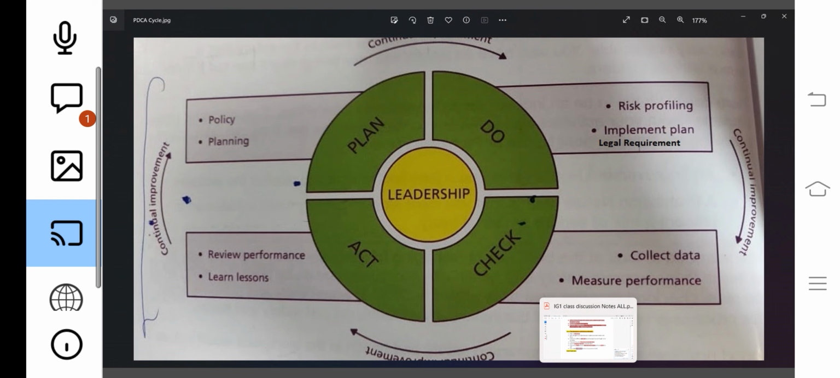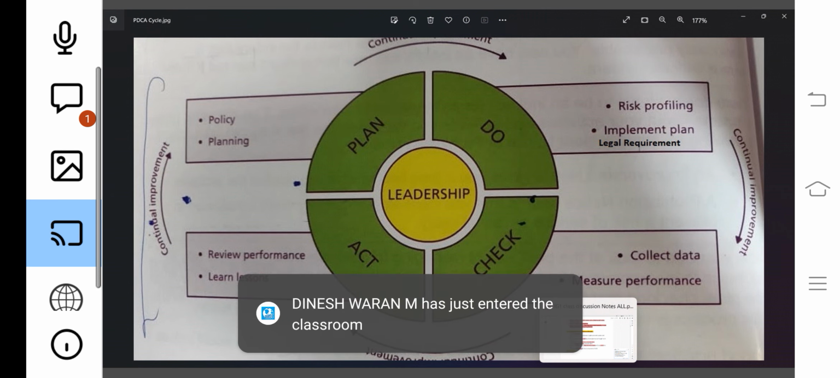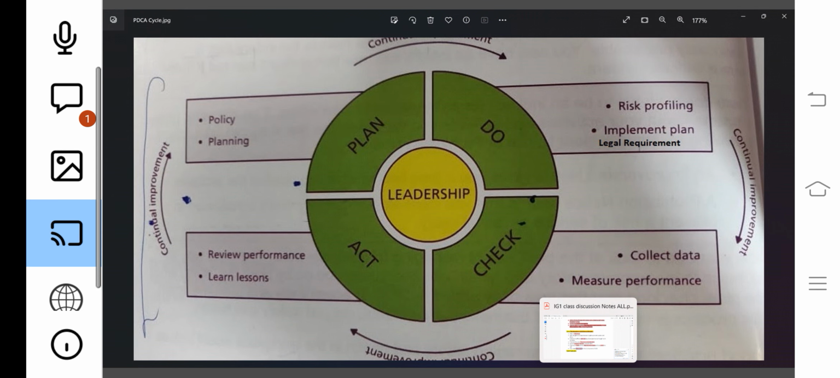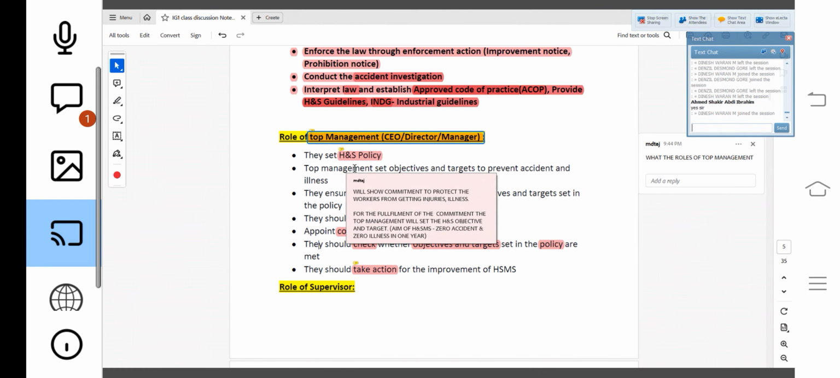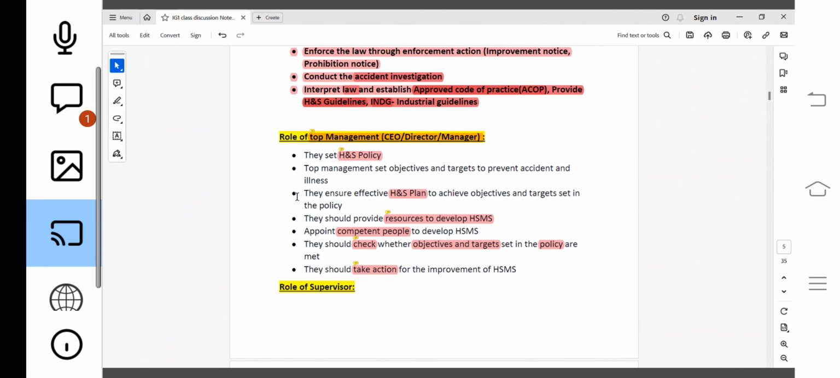So this role of top management is made. I have written the role of top management according to the Plan Do Check Act. You will see the policy is made, planning is made. Resource will be required to implement the plan. Risk assessment will be carried out, legal register will be made, then in the check stage audit will be carried out, then the top management will take action for the continual improvement. So all these points are made according to the PDCA.